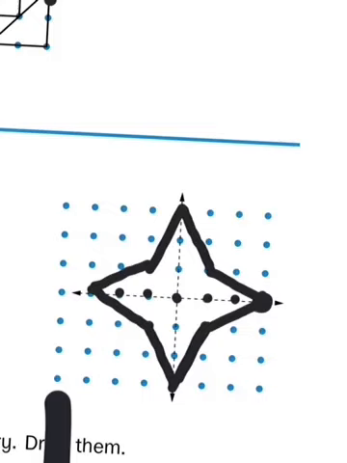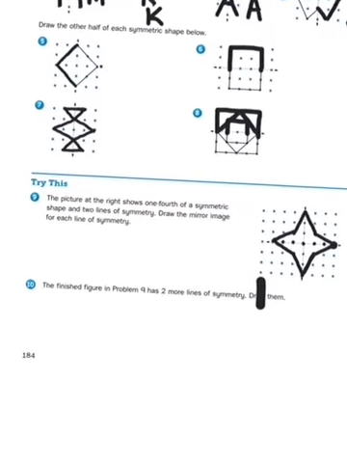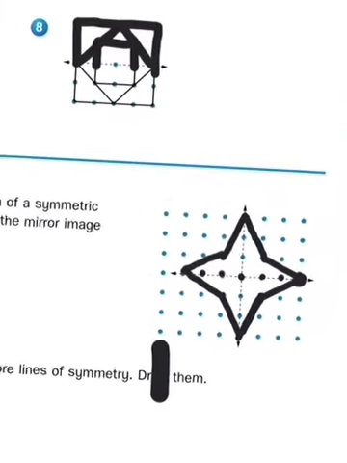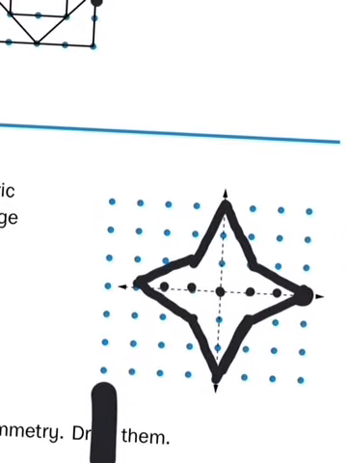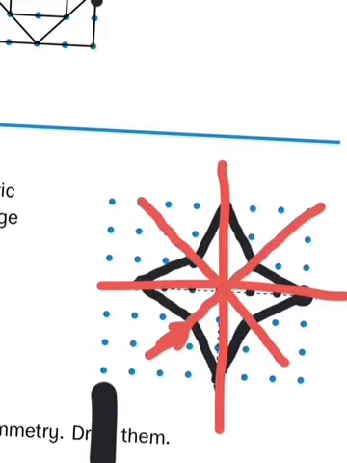Now let's look at number 10 together. Number 10 says, the finished figure in problem 9 has 2 more lines of symmetry. Can you draw them? So we're already given 2 lines of symmetry. Let me change my colors here so we can see this. We're already given 2 lines of symmetry here. Where would 2 more lines of symmetry be? So I noticed how this shape goes in right here, right? So I think that those might be lines of symmetry, here and here. There would be 2 more.